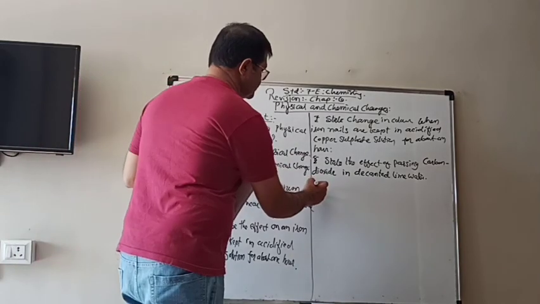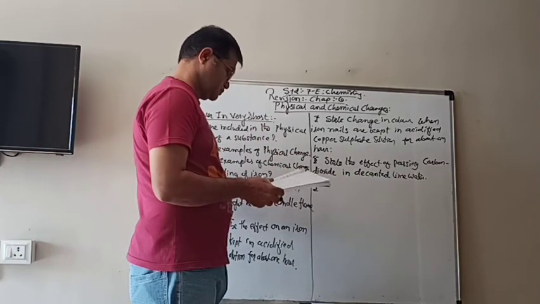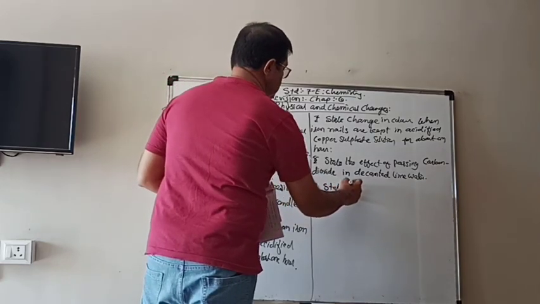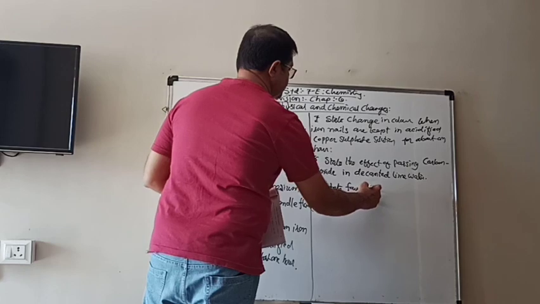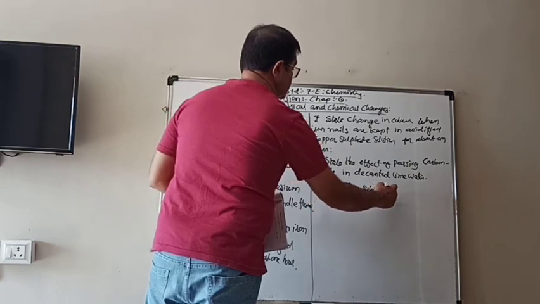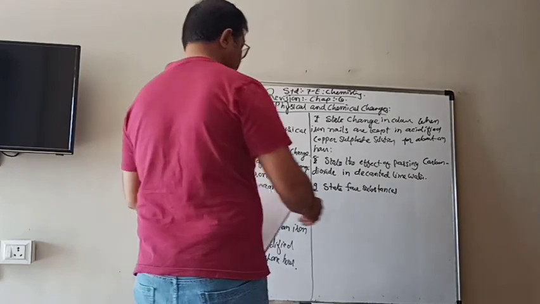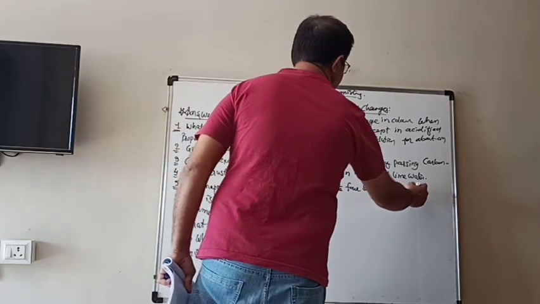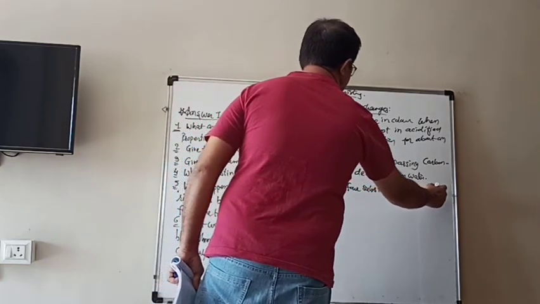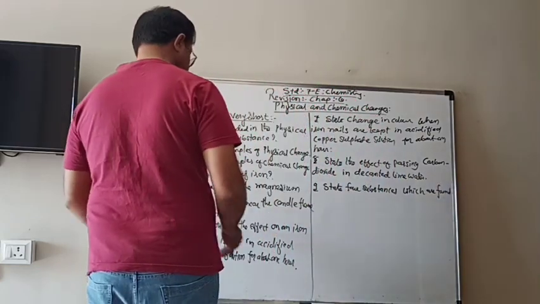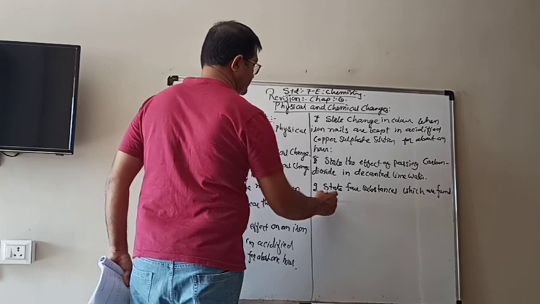Ninth question. State 4 substances which are found in crystalline form.